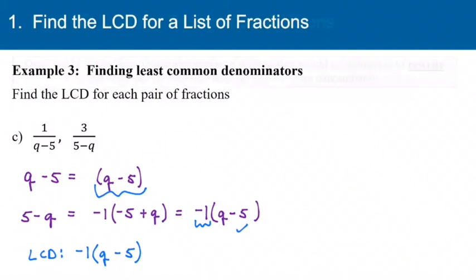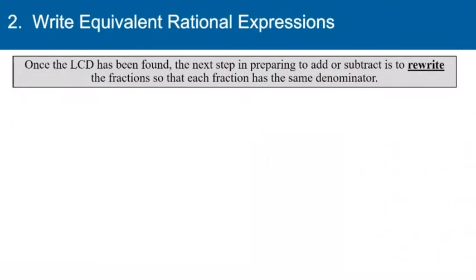That's it. Now that we know how to find a common denominator, what are we going to do with that common denominator? Well, once the LCD has been found, the next step in getting ready to add or subtract the fractions is to rewrite the fractions so that each fraction has that same denominator. You've always done this since elementary school when you add fractions. So this won't be too much of a stretch for you, but let's just practice it.